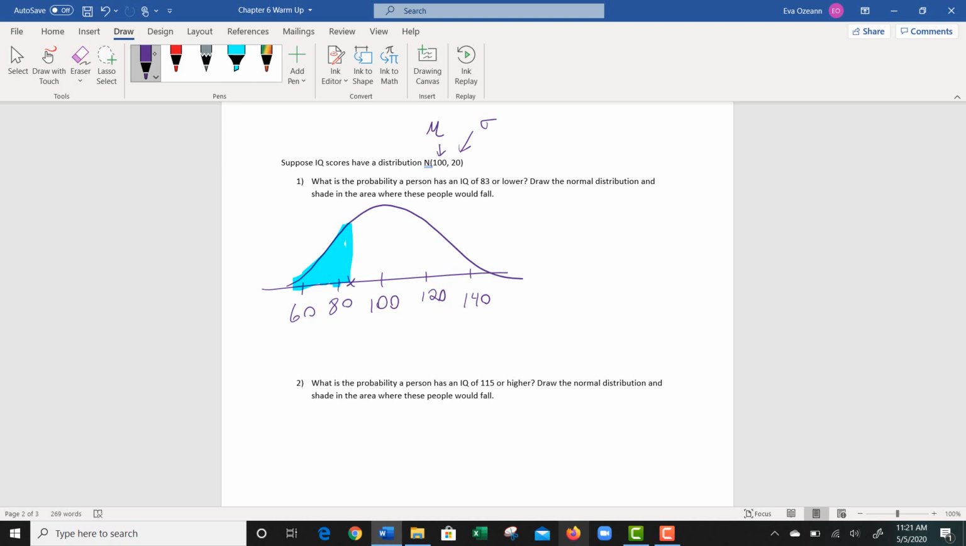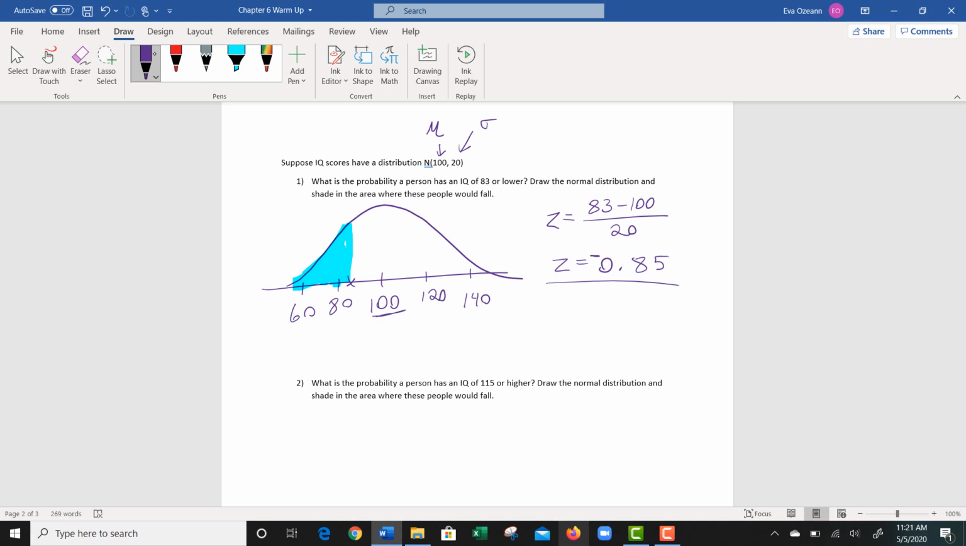So remember, whenever you're trying to find probabilities, the first thing you have to do is find the z-score. So that'll be 83 minus 100 divided by 20, and that will give you a z-score of 0.85, but don't forget it's going to be negative. Remember, we know it's going to be negative because it is less than the average.